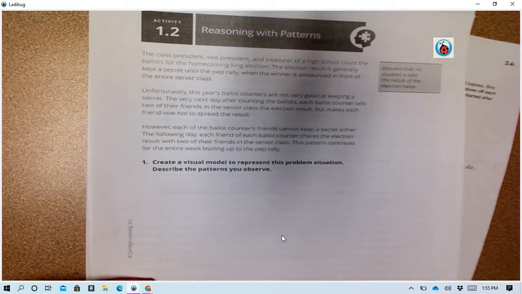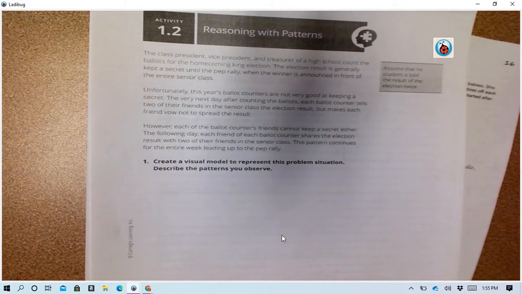The very next day after counting the ballots, each ballot counter tells two of their friends in the senior class the election result, but makes each friend vow not to spread the result. However, each of the ballot counter's friends cannot keep a secret either. The following day, each friend of each ballot counter shares the election result with two of their friends in the senior class. This pattern continues for the entire week leading up to the pep rally.